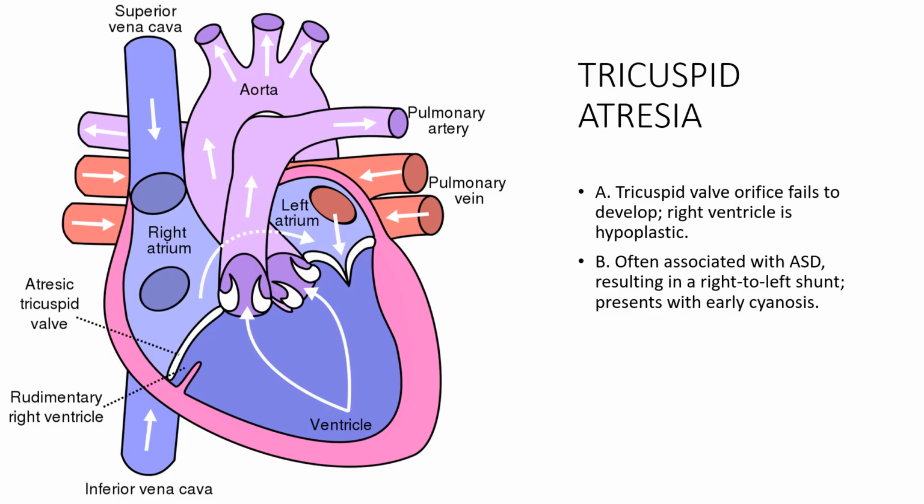Now tricuspid atresia. You know that the tricuspid valve is present between the right atrium and the right ventricle. This valve keeps the blood from flowing back from the right ventricle to the right atrium. In this case, there is not a well developed tricuspid valve. The tricuspid valve orifice fails to develop, and as a result the right ventricle is hypoplastic. It is often associated with ASD, resulting in a right to left shunt presenting with early cyanosis.